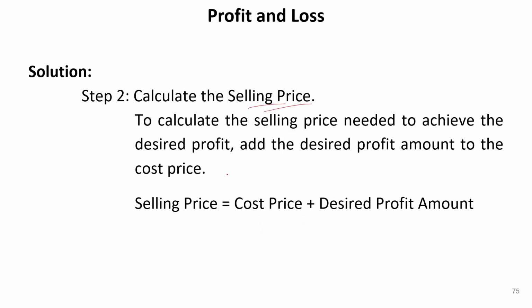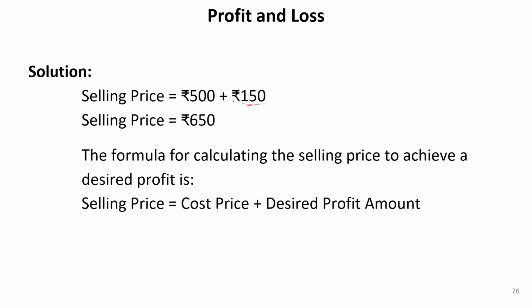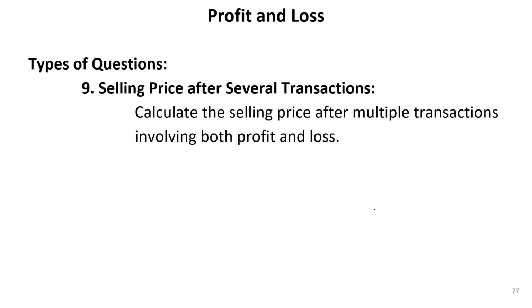So calculating the selling price. Selling price will be what? Cost price plus desired profit amount. So the profit amount is 150, cost price is 500. So the selling price will be 650. So the formula for calculating the selling price to achieve a desired profit is: selling price is equal to cost price plus desired profit amount.